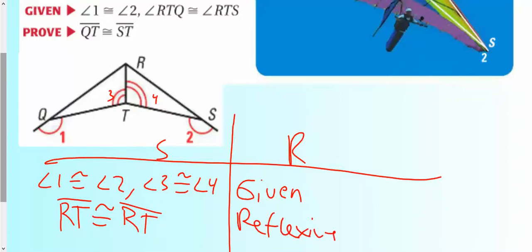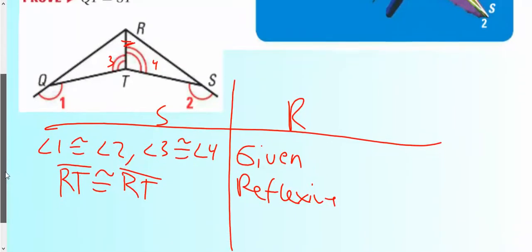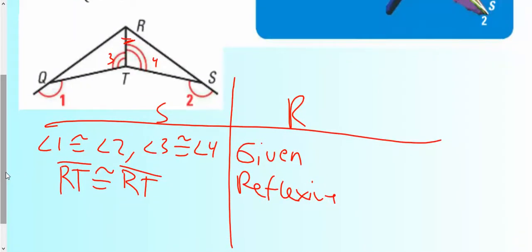And then we're going to be using the theorem that I made up, the linear pair congruency theorem. I know that I'm going to call this one here 5 and this one 6. I know that 1 and 5 are a linear pair and 2 and 6 are a linear pair. And since 1 is congruent to 2, that means 5 has to be congruent to 6.